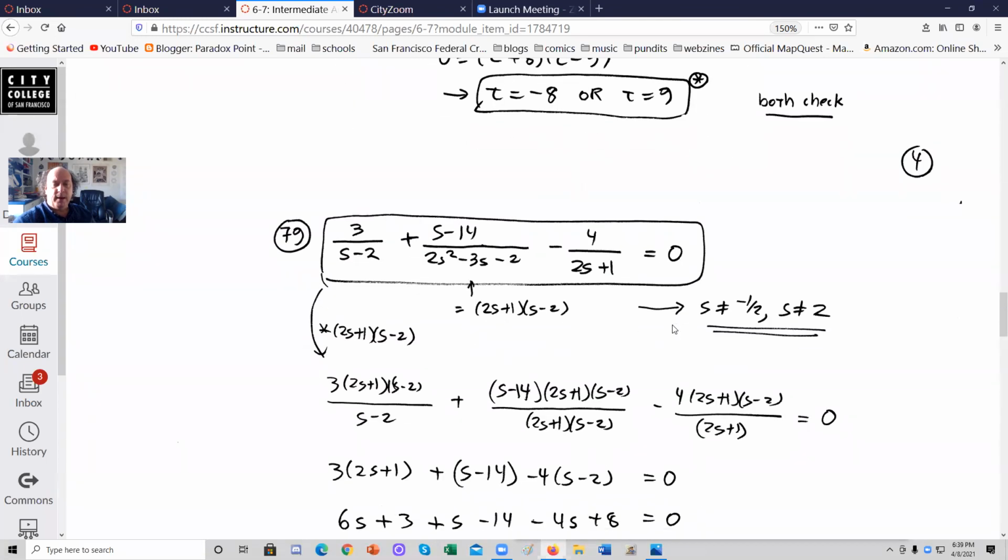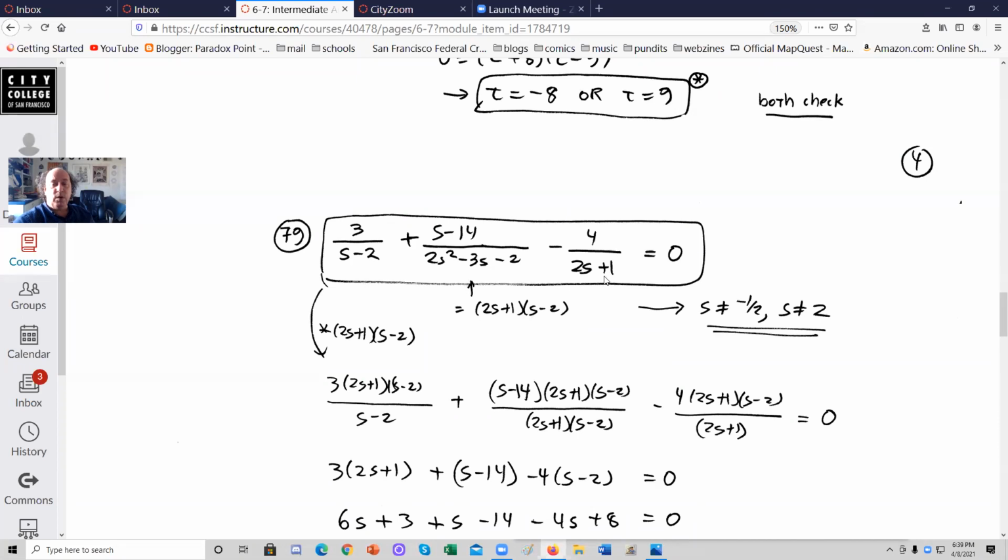Here we have 3 over s minus 2 plus s minus 14 over 2s squared minus 3s minus 2 minus 4 over 2s plus 1, all that equals 0. First we factor 2s squared minus 3s minus 2. After some work, it turns out to be 2s plus 1 times s minus 2. We have an s minus 2 here and here. We have 2s plus 1 here and here.